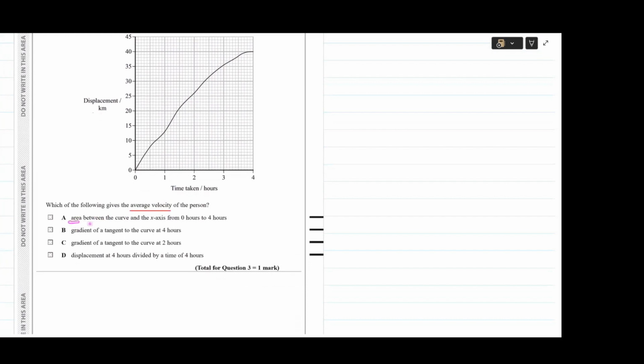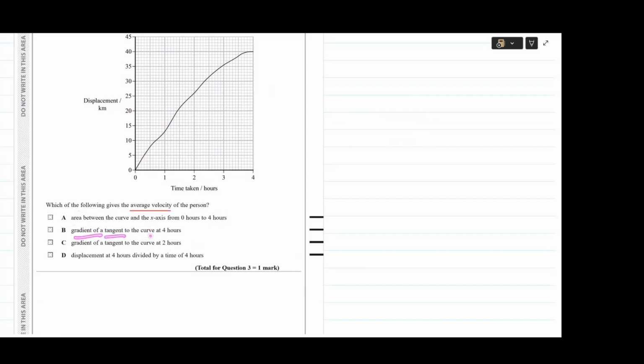Option A, area between the curve and the x-axis from 0 to 4. So they are telling us that we should find out the area under the graph. But that is not the correct answer. Why? Because the area under the graph of a displacement versus time graph has no significance. We know that if you have a velocity versus time graph, the area under the graph should give you distance. But for a displacement versus time graph, that is not the case. The area under the graph has no significance.